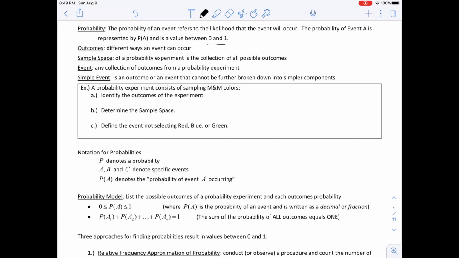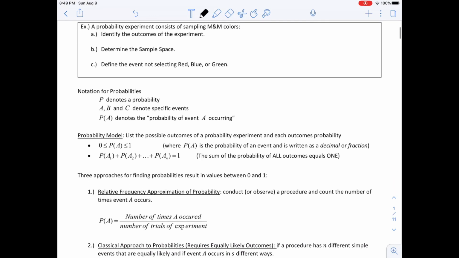Sample space of a probability experiment is a collection of all possible outcomes. An event is any collection of outcomes from a probability experiment, and a simple event is an outcome or an event that cannot be further broken down into simpler components.